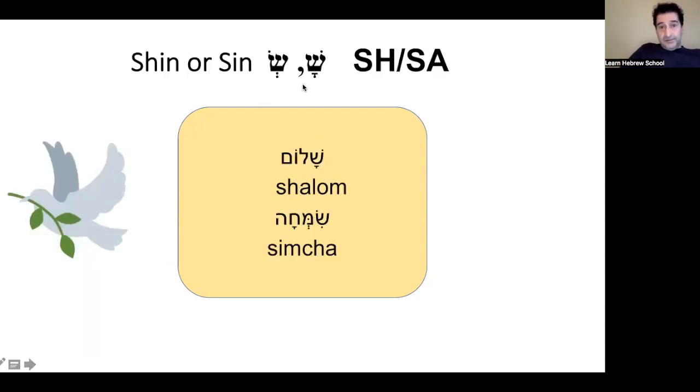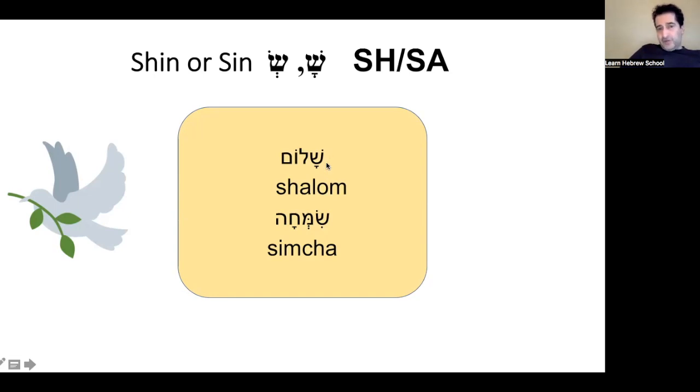Shin or sin. We have 2 ways of pronouncing the letter shin. Depends on the word, depends on the nikud, if we have nikud. If we don't have nikud, we learn the words, like shalom. Many people know the word shalom. Shin or sin. When we read and write from right to left, we see the letter shin. It has the dot on the right side of the crown.